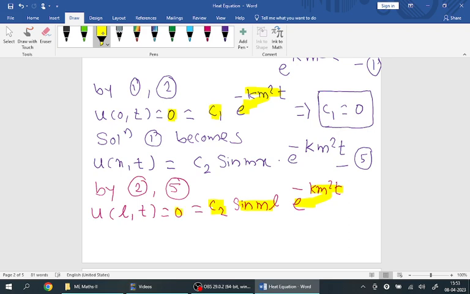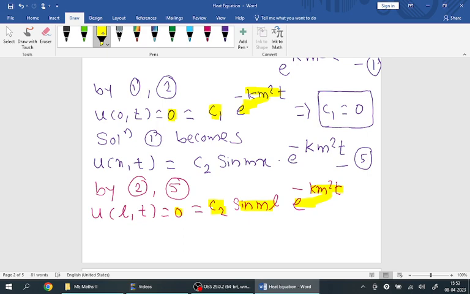So one of the terms should be 0. You will observe e raised to minus km square t cannot be 0 for all t because the variable t appeared. C2, if you take C2 as 0 and replace that back in equation 5, our u of x,t becomes 0. We get the general solution as a 0 solution, which is a trivial solution. So C2 also cannot be 0.